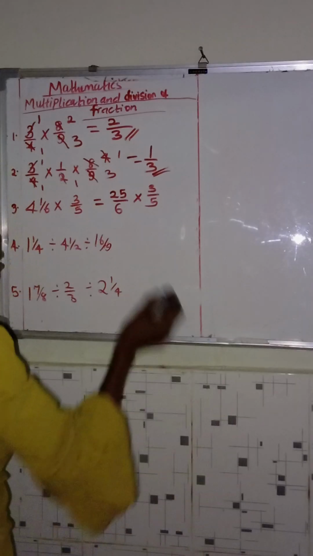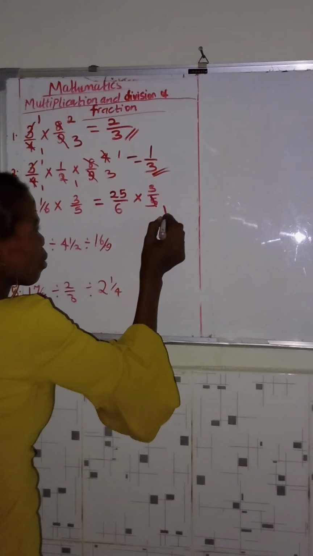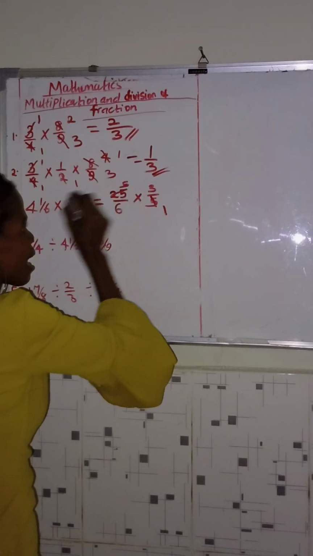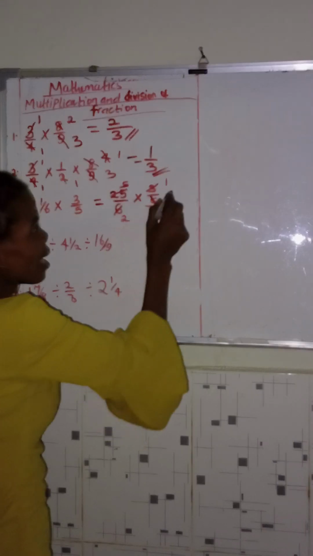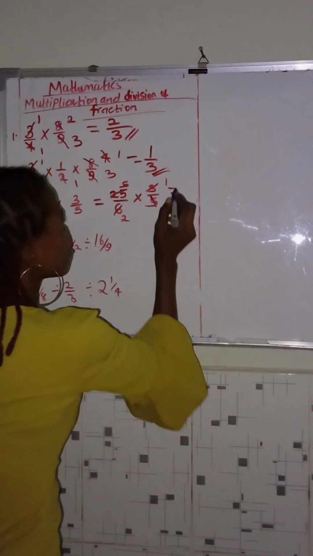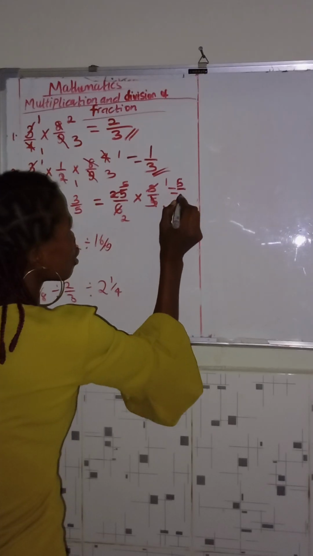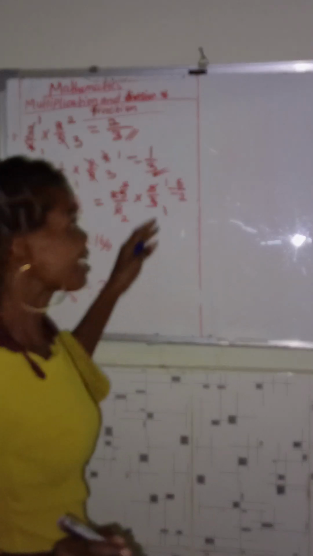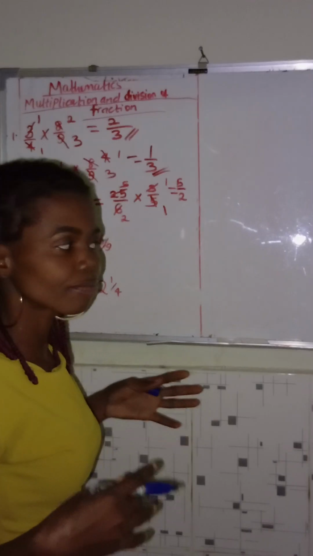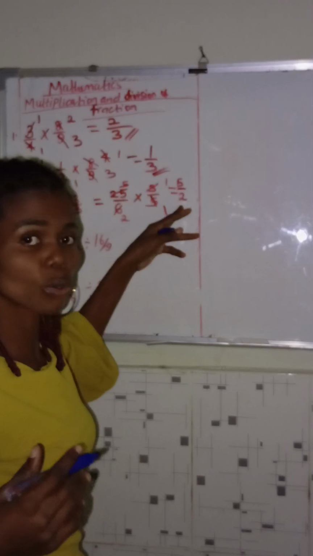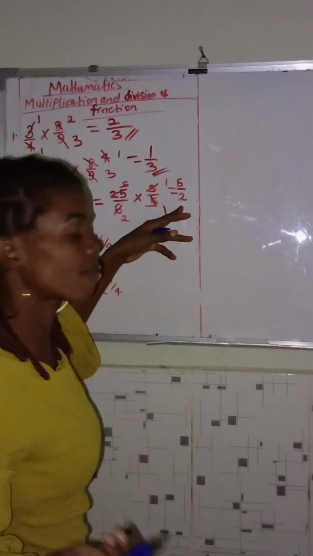Is there anything that can go in each of these? Yes. 5 can go, 1, 5 here, 5. 3 here, 1, 3 here, 2. And what do we have? We have 5 over 2. But this is an improper fraction. You might want to just proceed and change it to a mixed number or a mixed fraction.